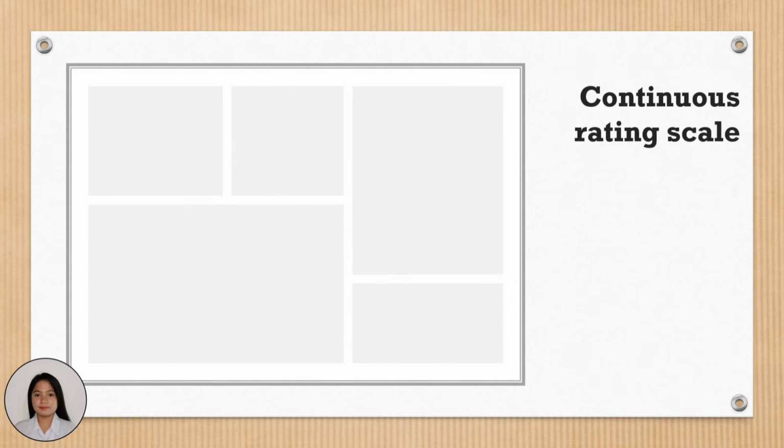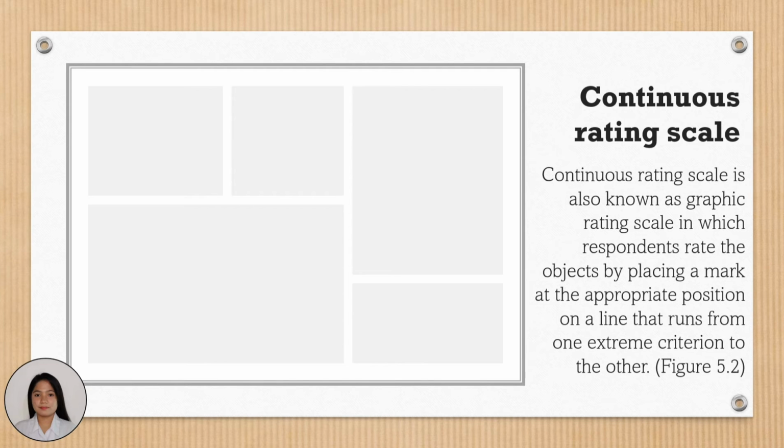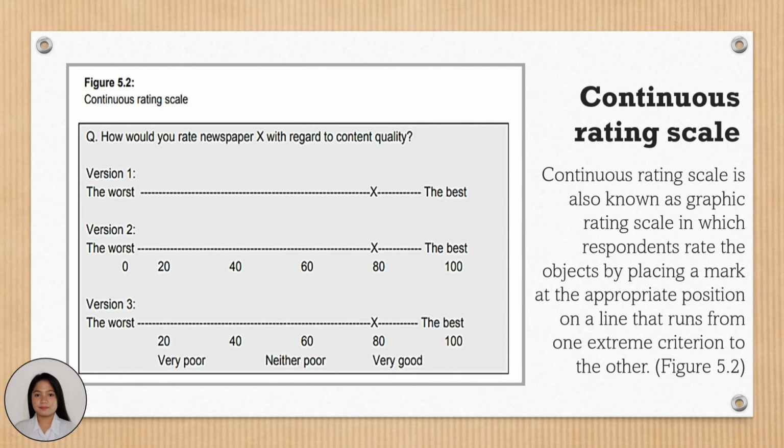5.7.1 Continuous rating scale. Continuous rating scale is also known as graphic rating scale, in which respondents rate the objects by placing a mark at the appropriate position on a line that runs from one extreme criterion to the other. Dito naman binibigyang kalayaan yung mga respondents sa pamimili at hindi lang basta yung ranking. Yung example naman itong continuous rating scale, makikita natin sa table 5.2. Itong scale naman na to, maraming nabibigay na helpful information sa researcher kasi hindi lang ranking yung focus niya.